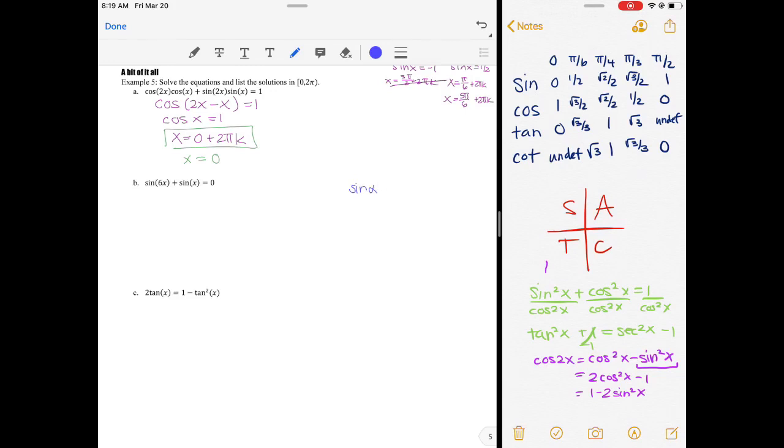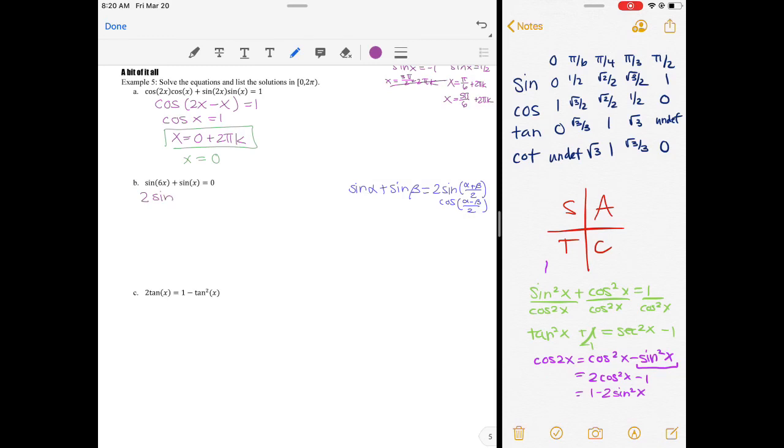But sine of alpha plus sine of beta equals 2 sine of (alpha plus beta) divided by 2, and then cosine of (alpha minus beta) divided by 2. Okay, so let's use that in this case.